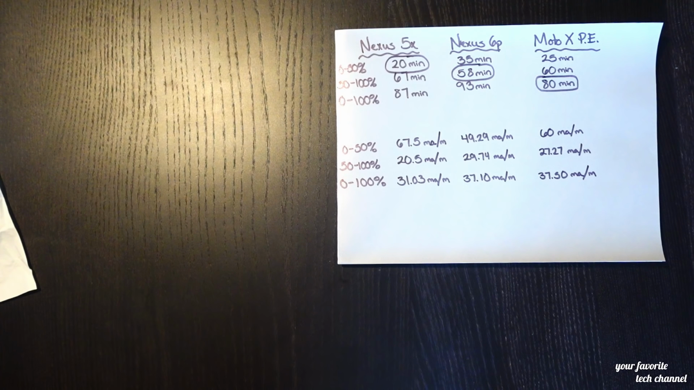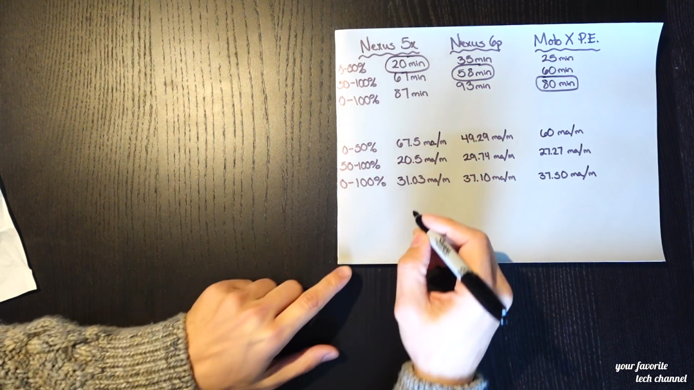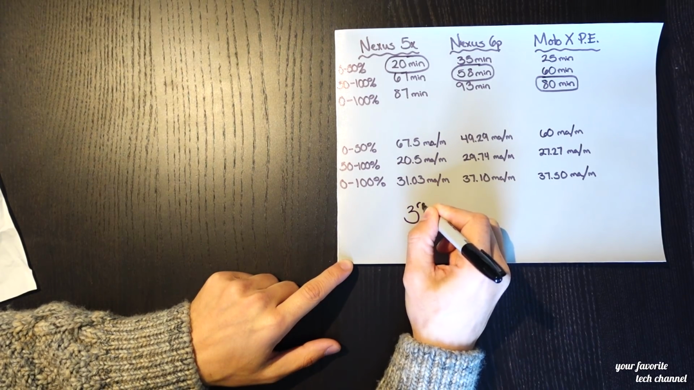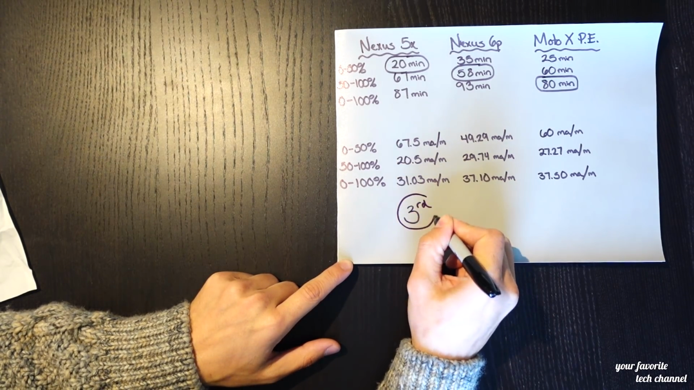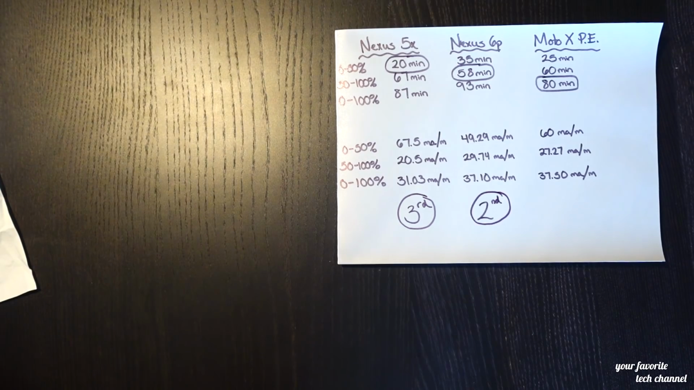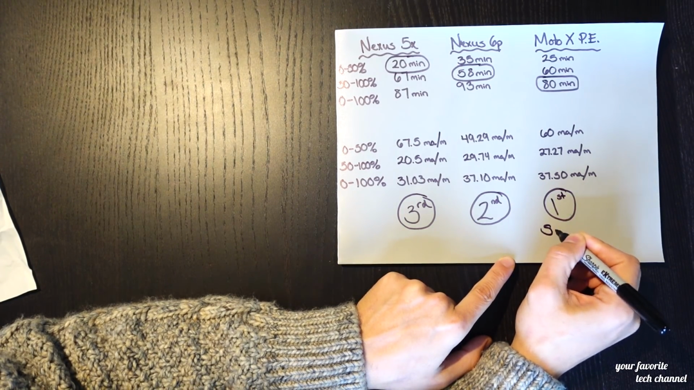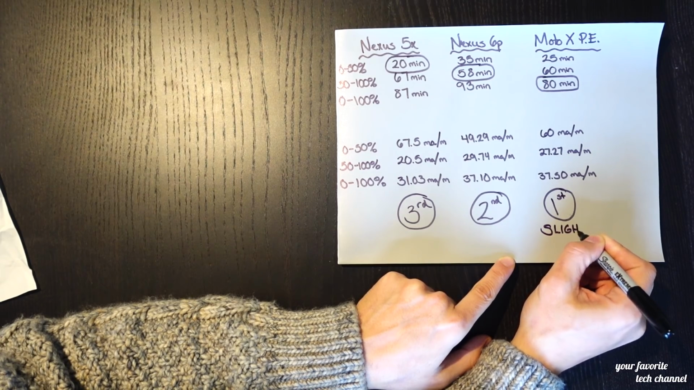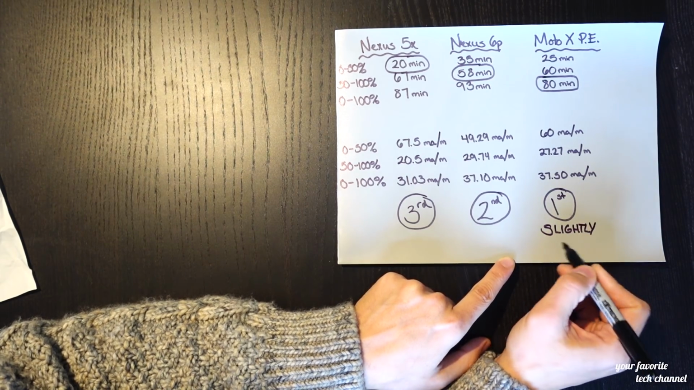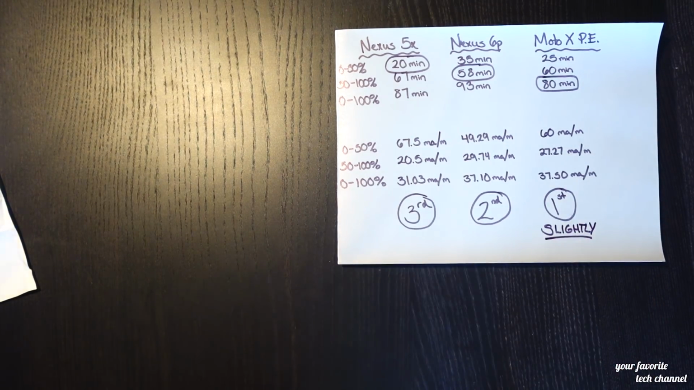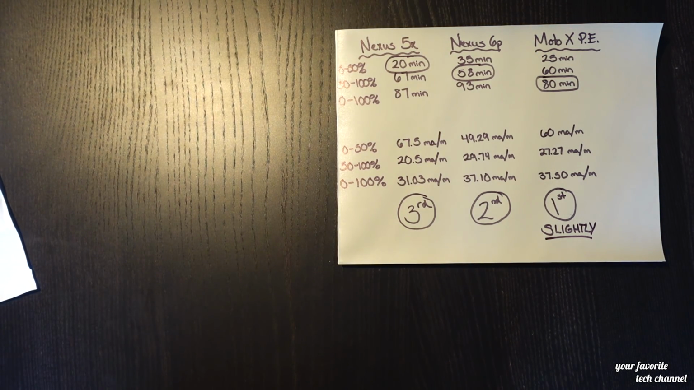So if you do enjoy that 0 to 100, you can go by this scale: the Nexus 5X is third, the Nexus 6P comes in second, and the Moto X Pure is first, very slightly. Other than that, the 6P, with its Doze feature and Marshmallow, is known to be a boss at battery life and usability throughout the day. So that's another thing to consider, because the battery life on the 6P is way better than the Moto X Pure Edition.